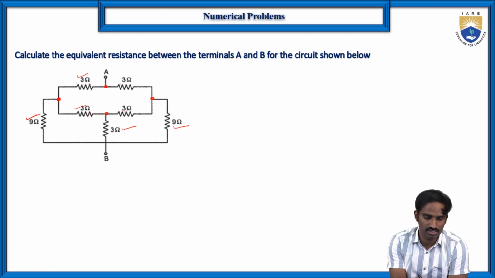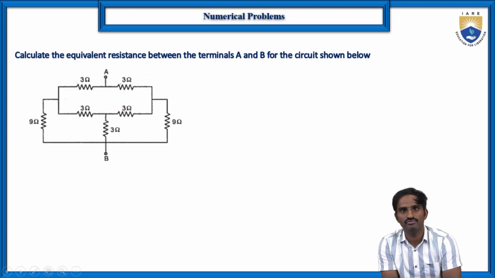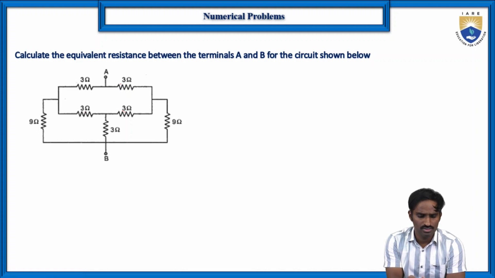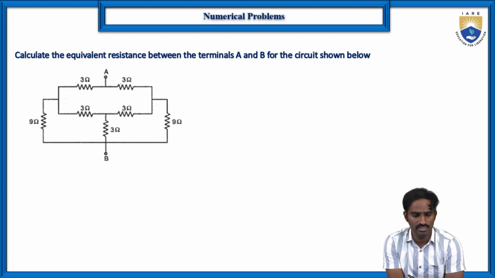In the previous case, we applied the delta to star transformation. But here, what kind of transformation are we going to apply, delta to star or star to delta? As you can see here, we can make this one a delta, with the resistors 3, 3 and 9. Okay, 3, 3 and 9.